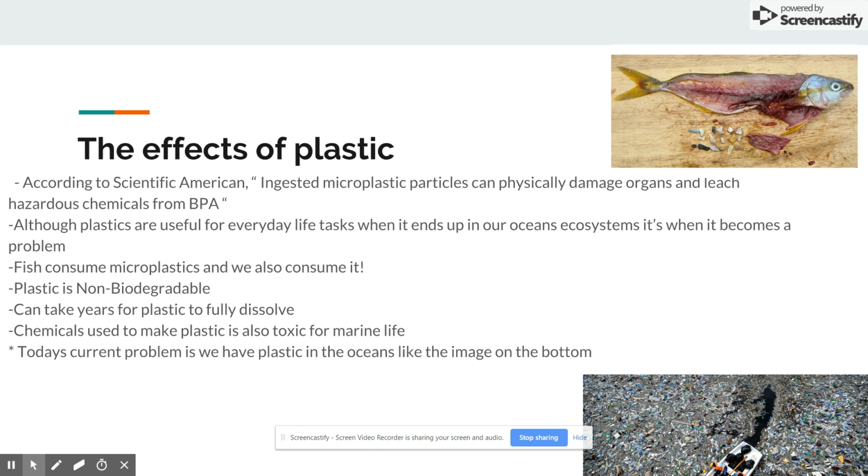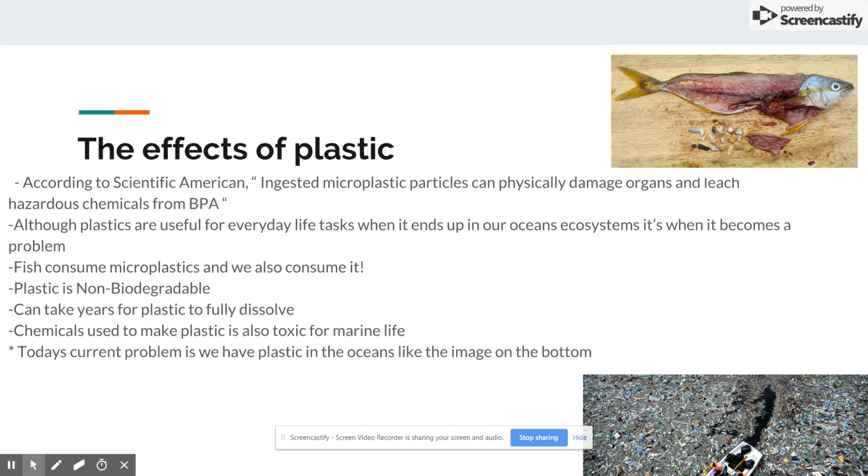Now, plastic is also bad for us. According to the Scientific American, ingested microplastic particles can physically damage organs and leach hazardous chemicals from BPA. BPA is harmful for animals as well as our ocean's ecosystems. Even though plastic is something that we use on a day-to-day life, we don't realize the damage that we cause when we throw away a plastic water bottle into the drainage and stuff like that.